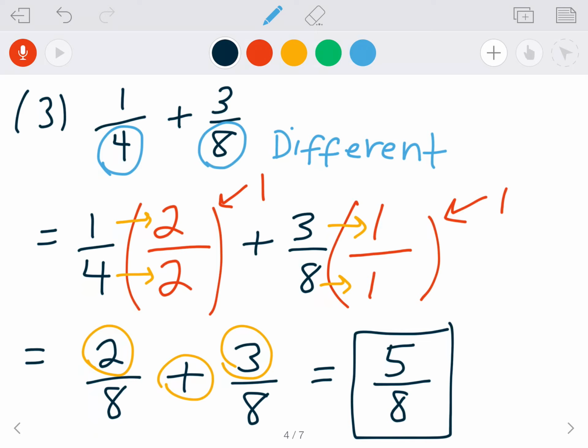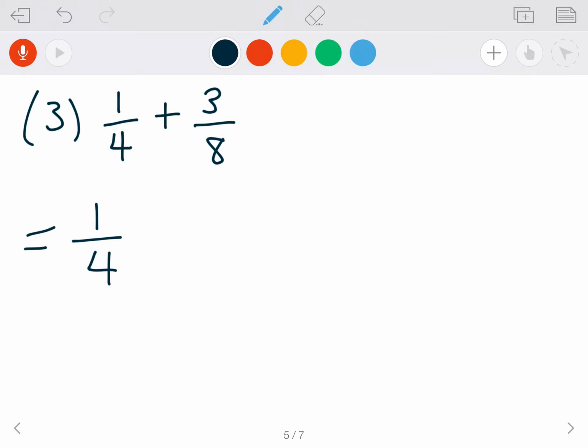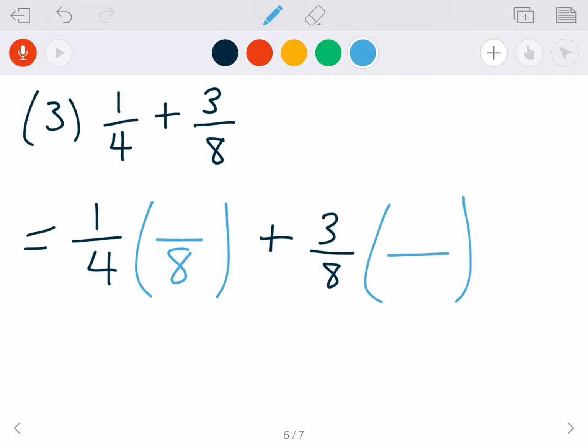All right. The other way we could have done this problem, let me rewrite the problem. We had 1/4 plus 3/8. The other way we could do this problem is to just multiply the denominators by each other. So when we get to the step where we're leaving some space, like this, we can multiply 4 by 8 and 8 by 4. Just you're looking at the other one.